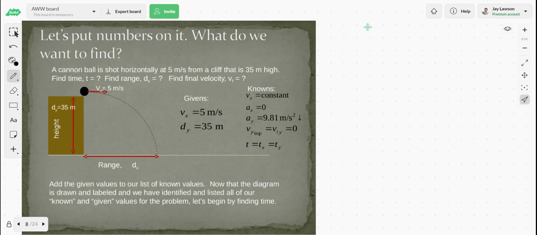All right. So here we go. Getting to the nitty gritty. We're doing our first problem here. It says a cannonball is shot horizontally at 5 meters per second from a cliff that is 35 meters high. Okay, shot from a cliff that is 35 meters high.